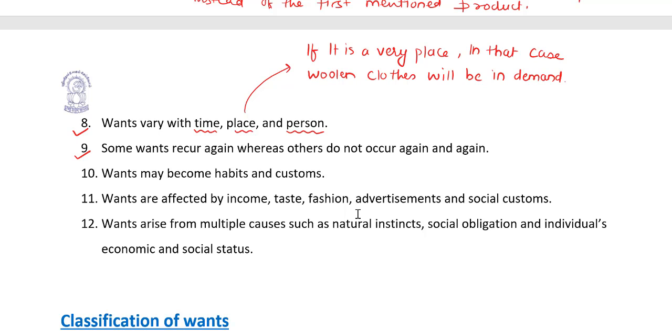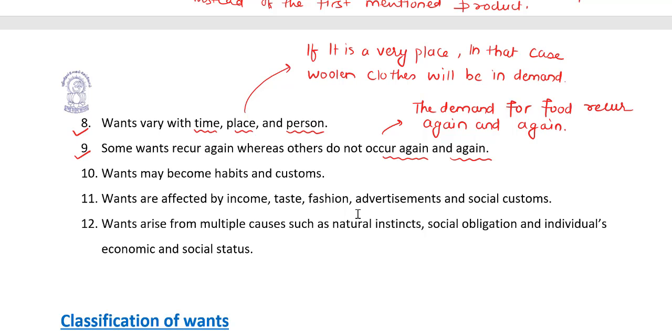Some wants recur again, whereas others do not occur again and again. This is also possible. So, supposingly, the demand for food recurs again and again. But we do not buy a television or a refrigerator again and again in a consecutive manner.